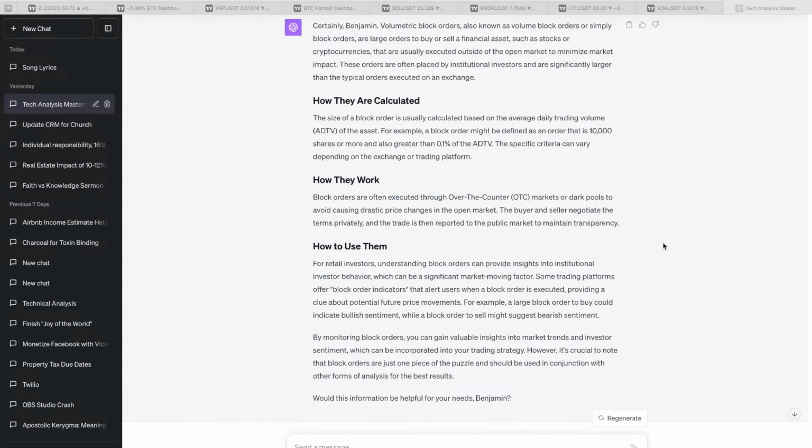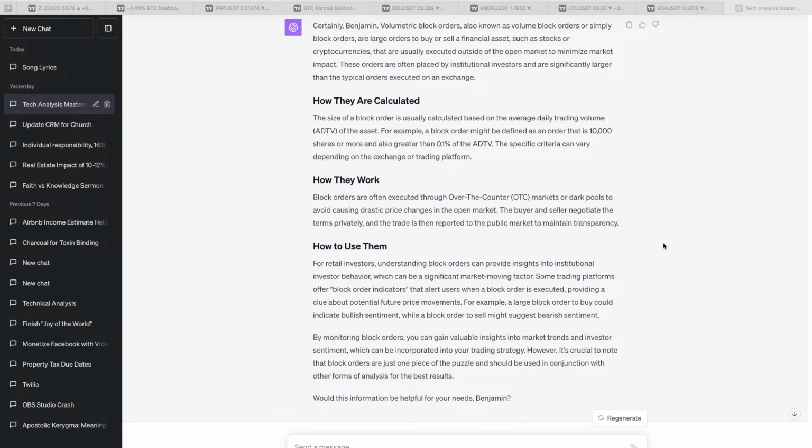daily trading volume of the asset. For example, a block order might be defined as an order that is 10,000 shares or more, and also greater than 0.1% of the average daily trading volume of the asset. The specific criteria can vary depending on the exchange or trading platform. How they work: block orders are often executed through over-the-counter markets or dark pools.